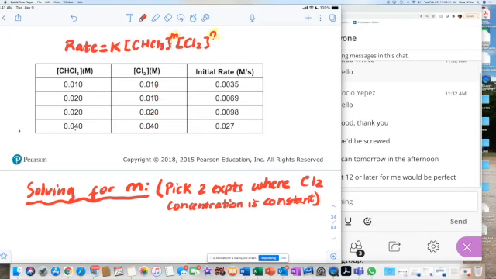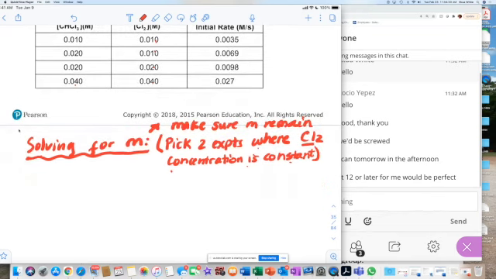Okay, so pick two experiments where Cl2 concentration is constant, because I'm trying to make sure when I cancel things out, M remains. So to solve for M, I'm writing here on a side note, make sure M remains. Let me tell you what I did as a student. Sometimes my plan was to solve for M, but I'd cancel out M. Then just go back and change your title and say solve for N, okay? So pick two experiments where Cl2 concentration is constant.